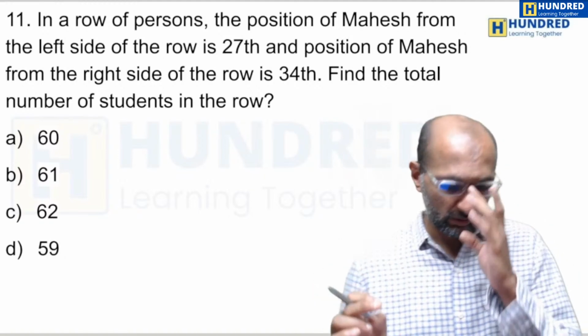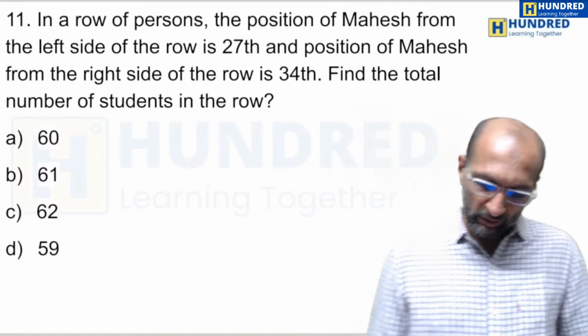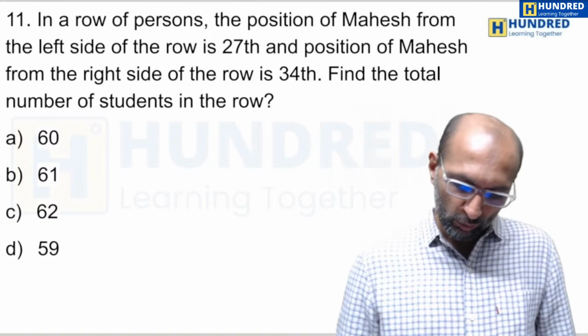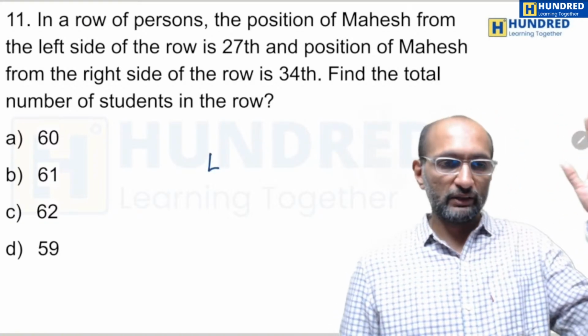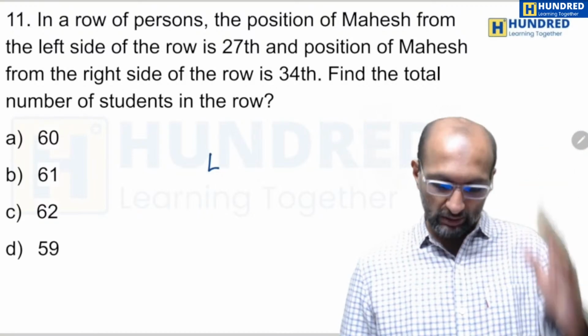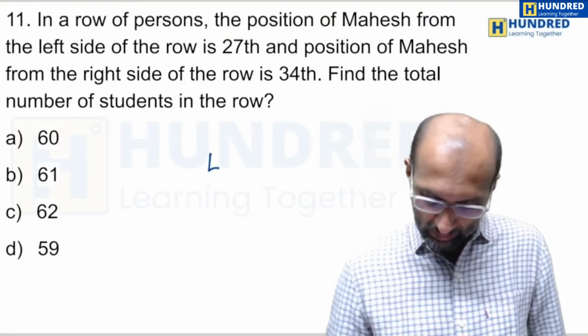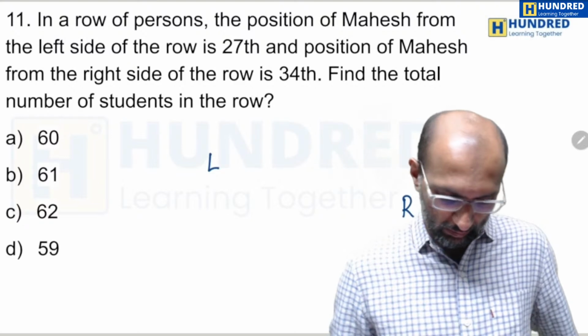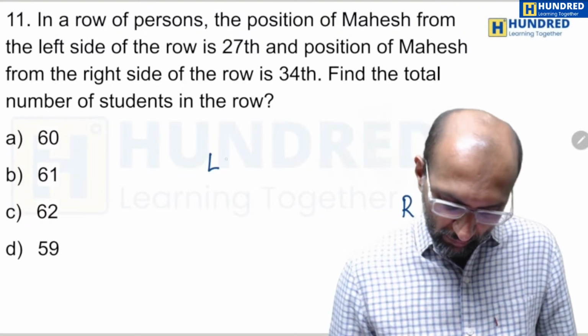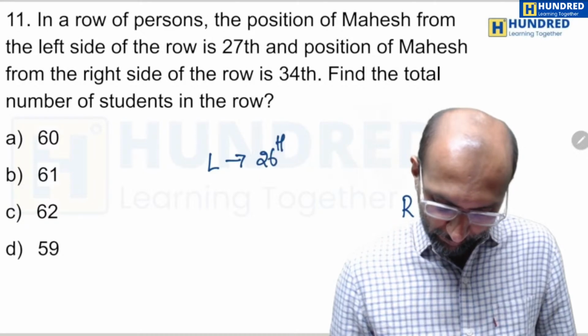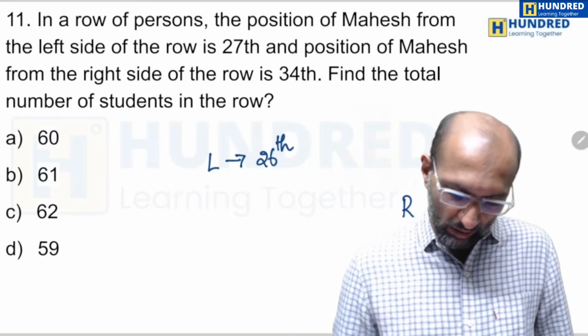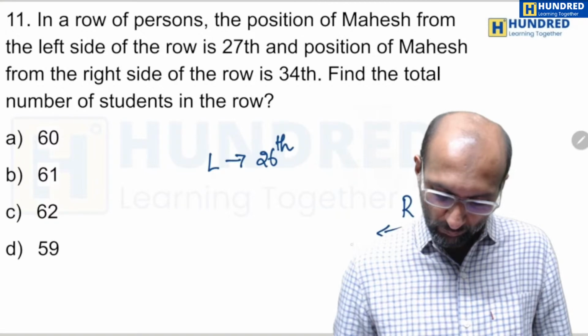Okay, let's pay attention. In a row of persons, Mahesh, position of Mahesh from the left side. So this is left, my left hand. Yes, this is my right hand. So from the left, his position is 27th, and position of Mahesh from the right side is 34th.